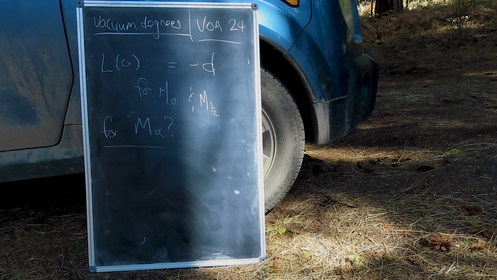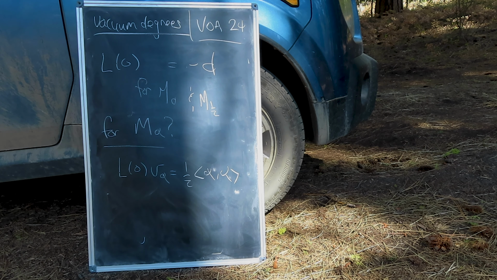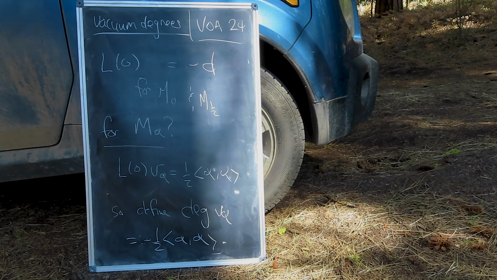So what's the case then for m sub alpha? Well, L of 0 on v alpha equals half of the inner product of alpha with itself. So to keep with this pattern, we'll define the degree of v sub alpha to be minus 1/2 alpha with alpha.